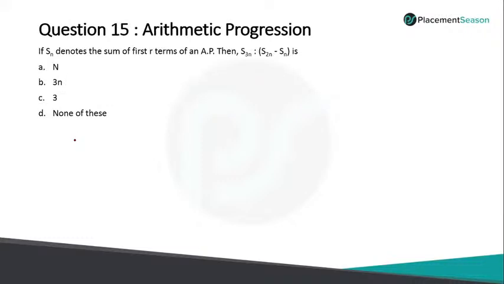So an AP based question, arithmetic progression. If S is the sum of the first n terms of an AP, then what is the sum of 3n minus the sum of 2n minus the sum of n? You know the sum of n numbers formula. We'll write here. Sum of n numbers will be n by 2 into 2a plus n minus 1 into d.